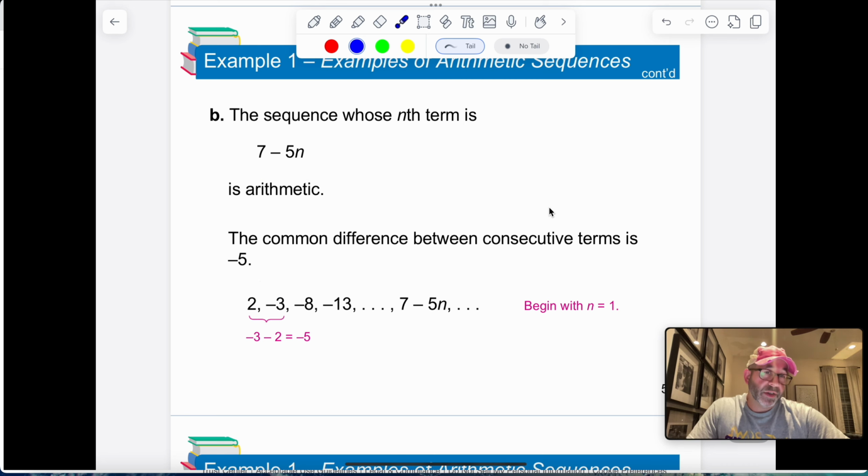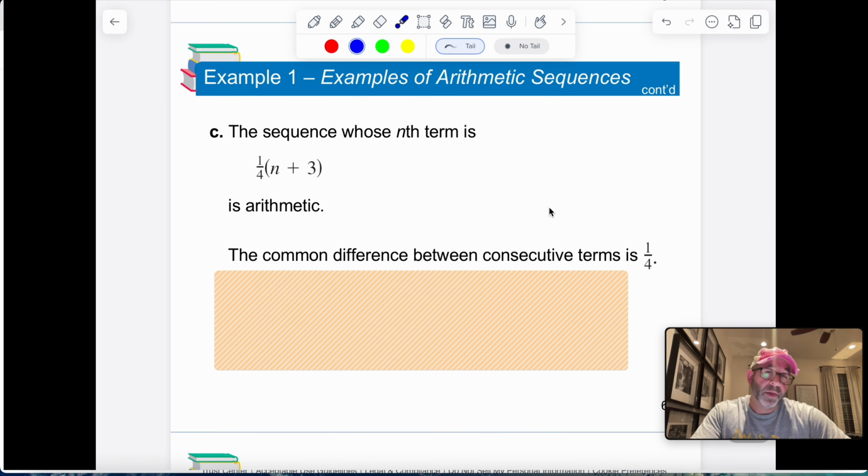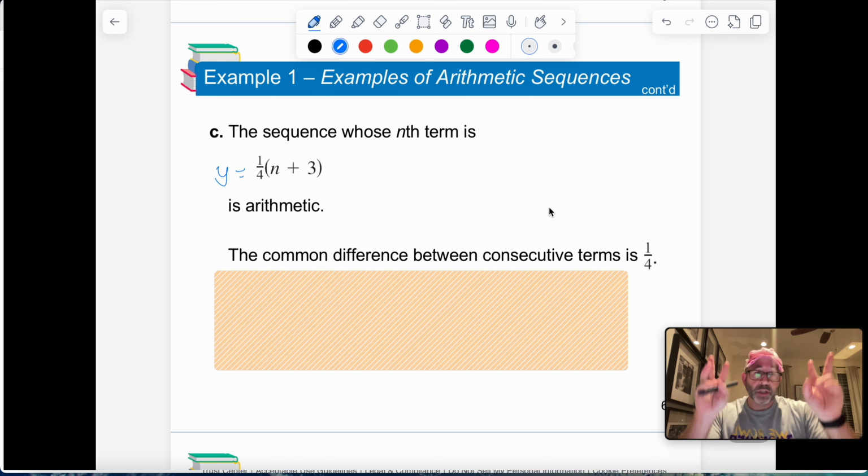But once we recognize that's an arithmetic sequence, we could go ahead and just keep doing that slope, taking away 5, taking away 5, taking away 5, in order to get all of our values. Some of them are not so obvious. So when we look at something like this, the 1/4 times n plus 3, if I was to go ahead and rewrite this in its standard slope-intercept form, this would be y is equal to 1/4 n plus 3/4.